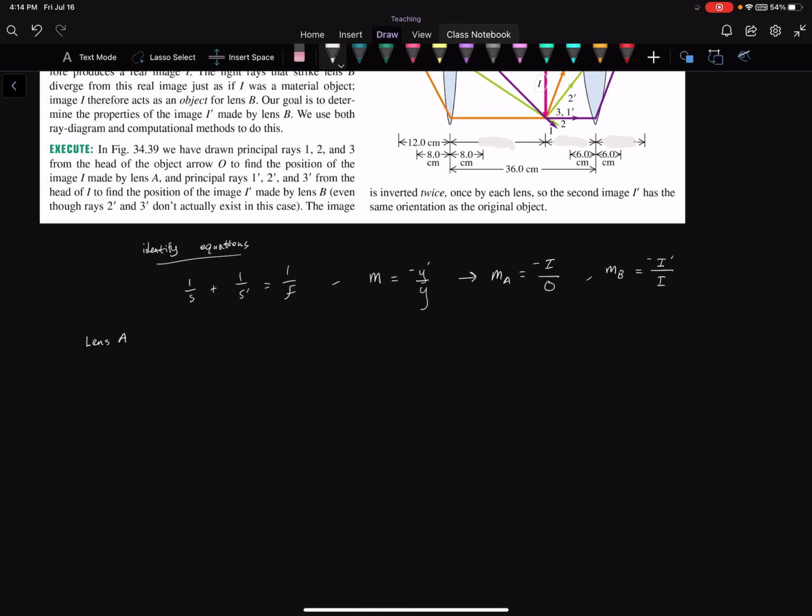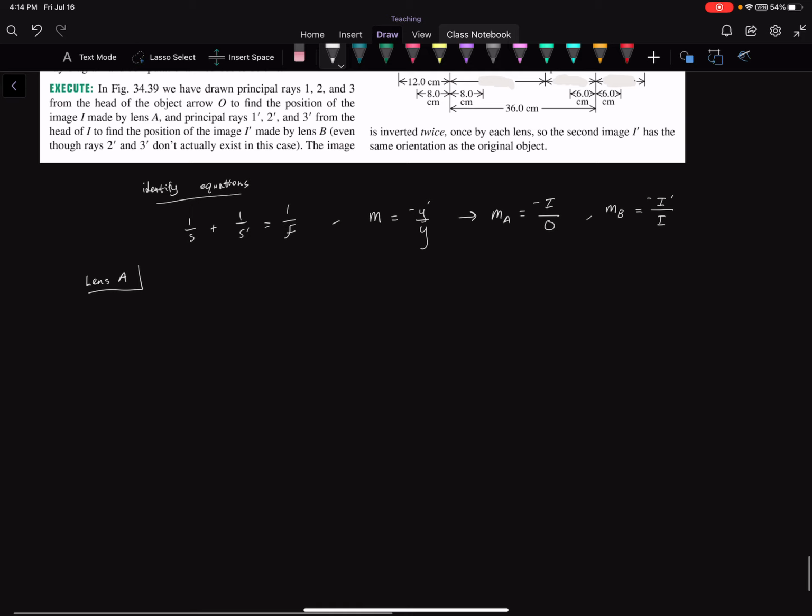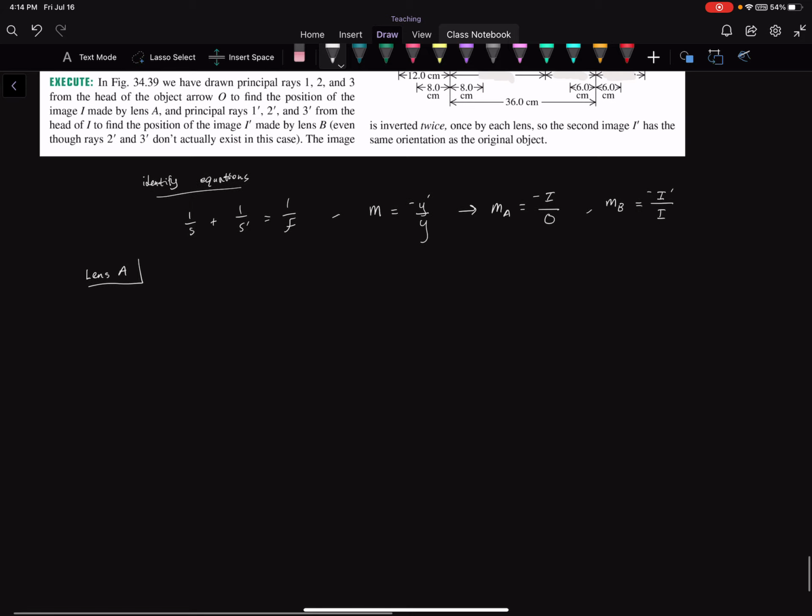So lens A, first what happens is we're going to use our thin lens equation, 1 over 12 plus 1 over S prime is equal to 1 over the focal length, which is 8. And so, if you have trouble doing this kind of stuff in your head real fast like I do, you can write this out and find common denominator, and that tells us that S prime is equal to a positive 24 centimeters. All right, so we're going to need that.